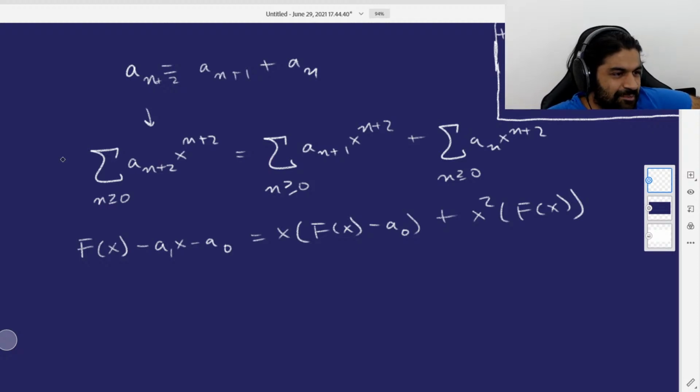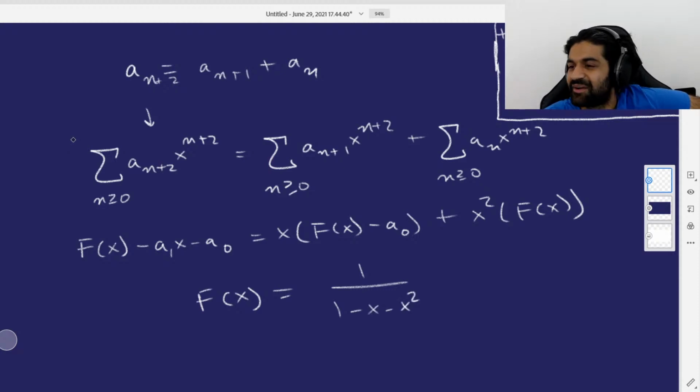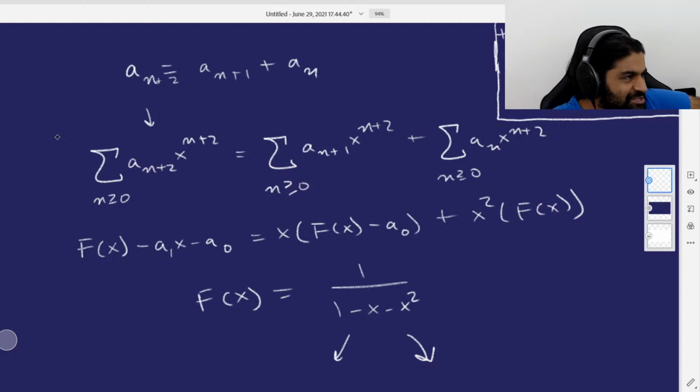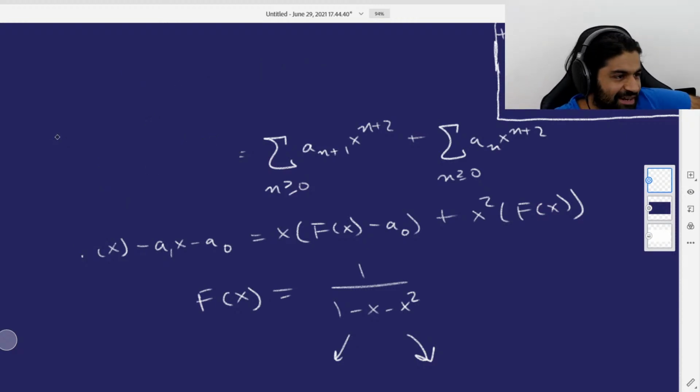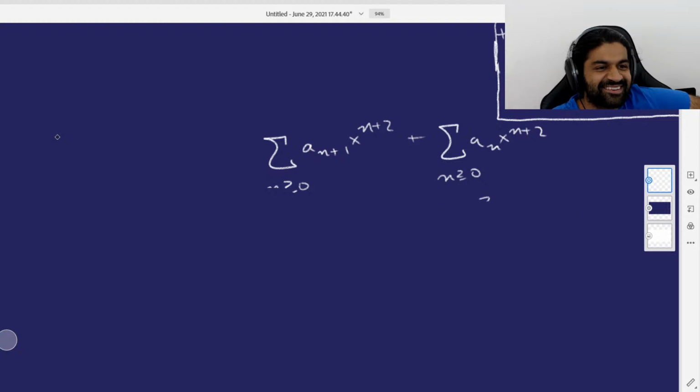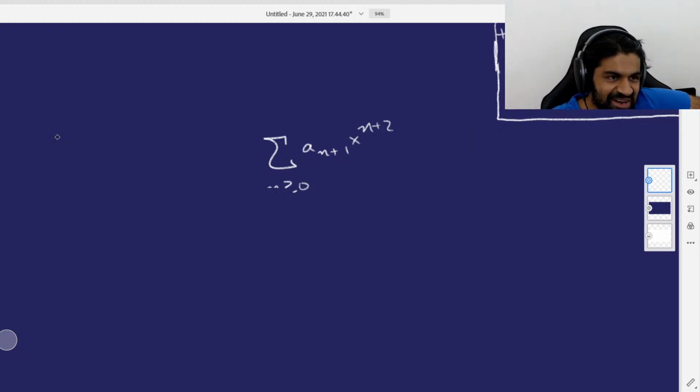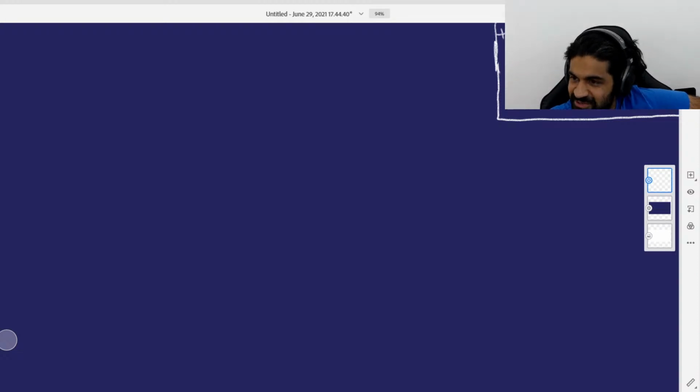But in any case, A0 is the same as A1 in the Fibonacci sequence. So after some quick cancellation, you'll figure out that f of x is actually 1 over 1 minus x squared. Okay? Do the same thing again. Do the partial fractions here after factoring the denominator, and you'll get the Binet formula for the Fibonacci numbers. But we've talked about this already, so I don't want to spend too much time on it. Let's talk about some interesting things that happen when you multiply generating functions with each other.